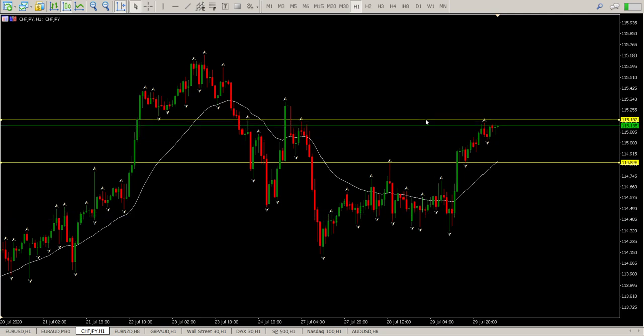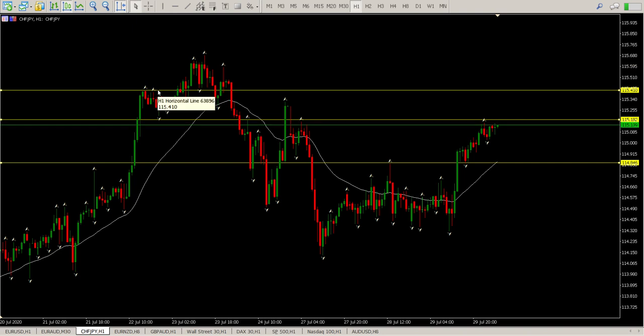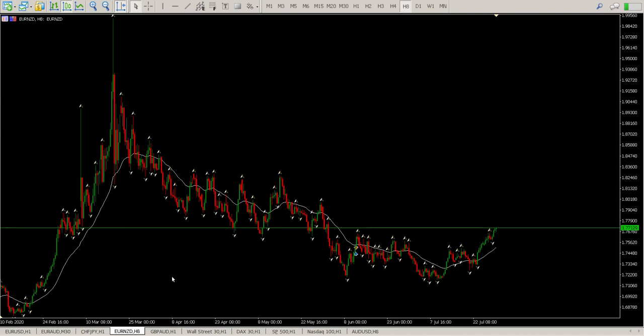So I would expect this area to offer some resistance here. So 115182. And then I'd be interested to see what happens if we can get back to 114846. If we can get back to here, then I'm looking to target this area up here, 115410. Okay, but we need to get back down to here where I can have a decent risk to reward. So that's Swiss franc, Japanese yen.